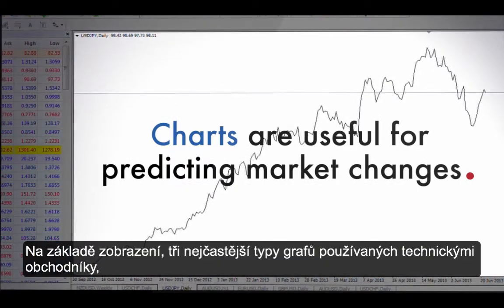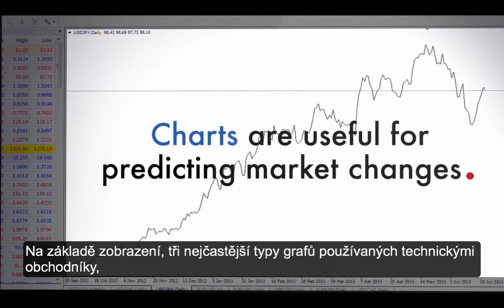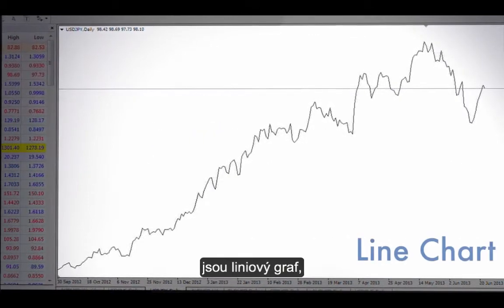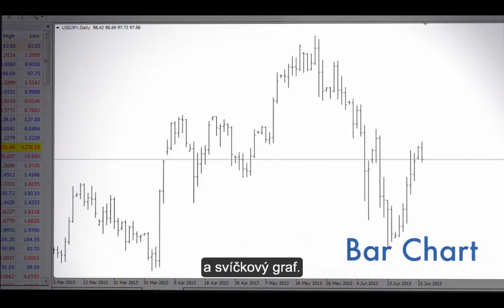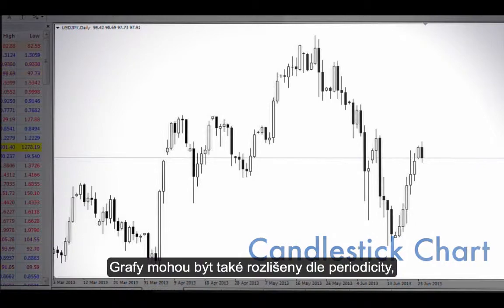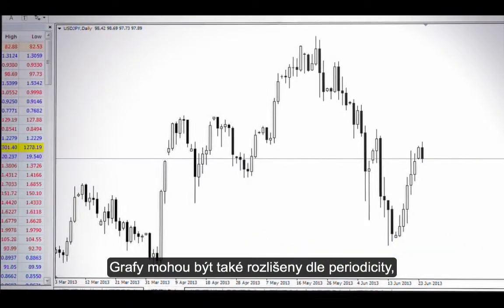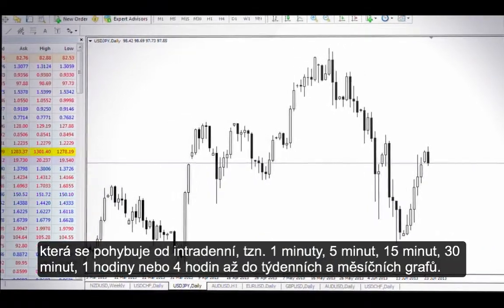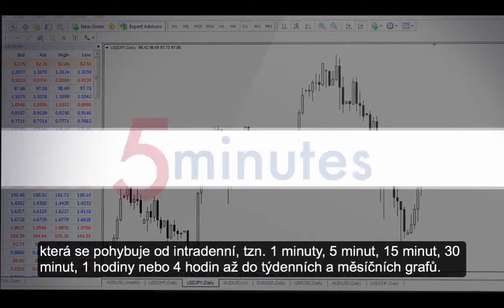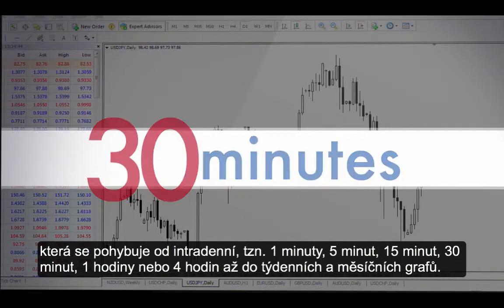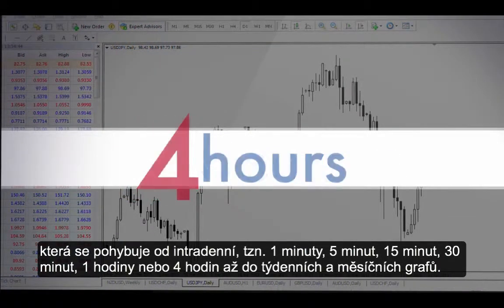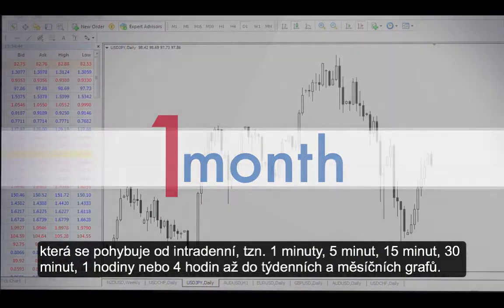Based on representation, the three most common types of charts used by technical traders are the line chart, the bar chart, and the candlestick chart. The charts can also be differentiated based on periodicity that range from intraday, i.e. 1 minute, 5 minutes, 15 minutes, 30 minutes, hourly, or 4 hourly to weekly or monthly charts.